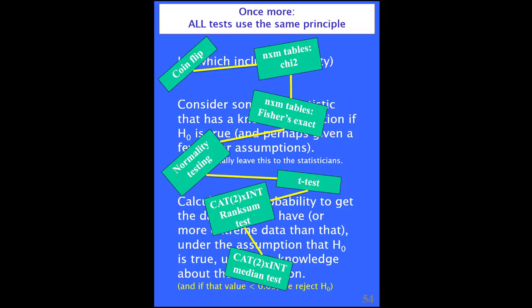Okay, so we have the coin flip in the beginning. We have n by m tables that give us a chi-squared, or sometimes a Fisher's exact. We have normality testing before running a t-test. We have a t-test, we have a rank sum test, we have a median test. All these are the same, and all the rest that we're going to see follow that same recipe.